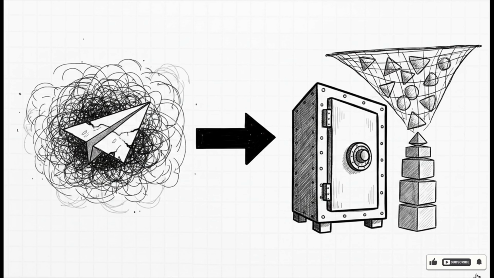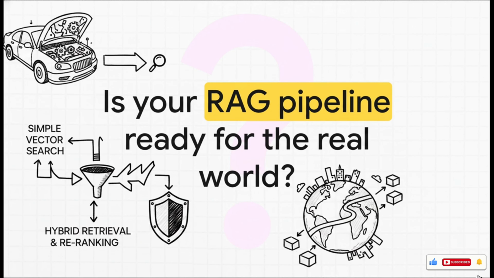This specific architecture is how you move an AI tool from being a cool weekend toy to a dependable, secure, and highly accurate enterprise application. It's how you actually save a company time and money, ensuring no exact keywords are ever missed while completely curing those dreaded hallucinations. So I'll leave you with this final challenge.